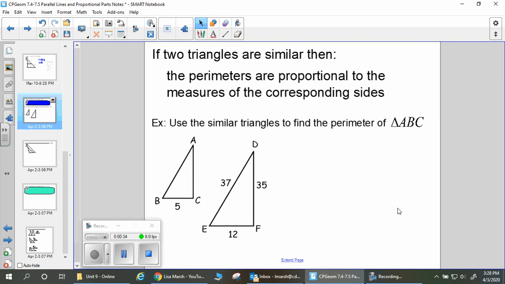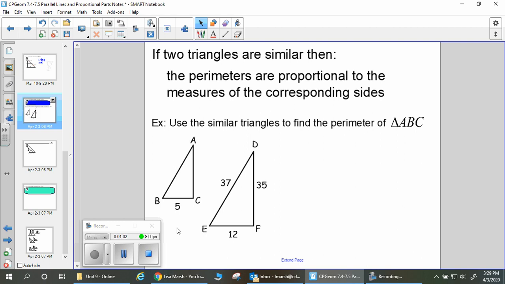So the first example here says to use the similar triangles to find the perimeter of triangle ABC. So if you look, ABC is our small triangle here. I only know the bottom of it is 5. I have this larger triangle. I know all 3 sides. So yes, I could set up separate proportions. I could find my missing sides in my small triangle, and I could add everything together, but that's going to be more work than I need to do.